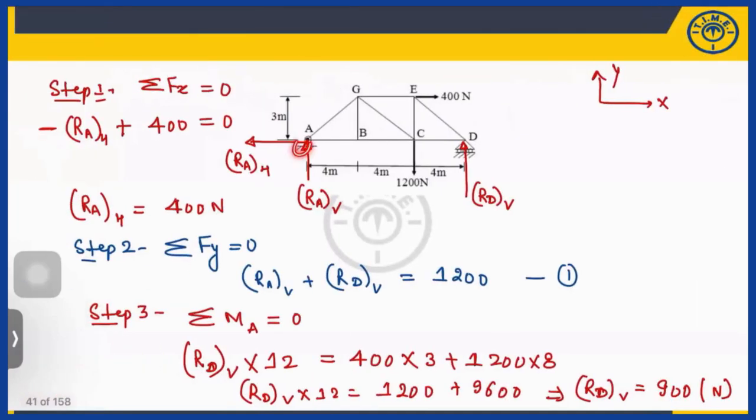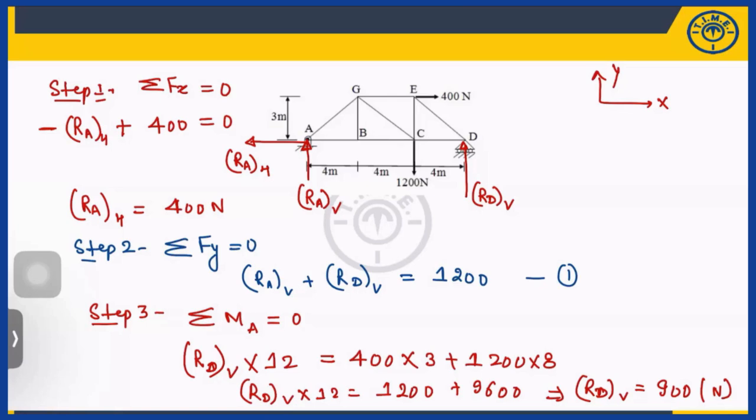Okay, so you know the reaction at A point, reaction at D point. Okay, now what you will do? You will use the method of joint. So you have to calculate the force in this particular member, the force in this perpendicular, this point. Okay, so how you will calculate?